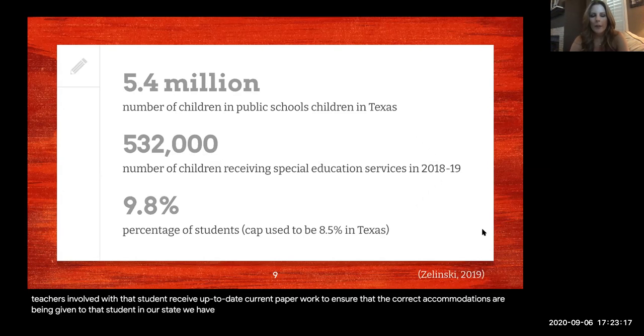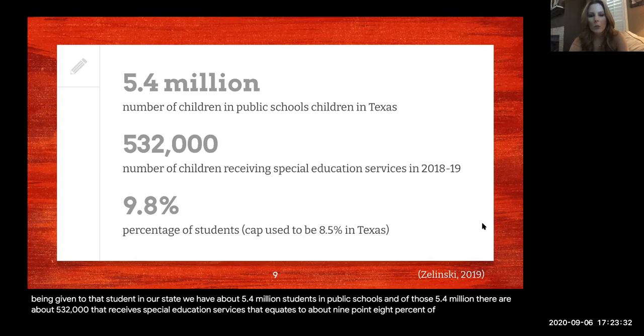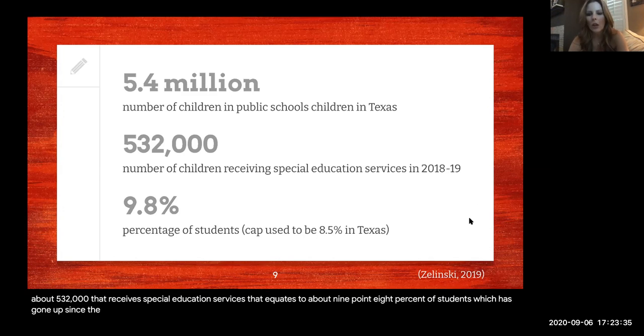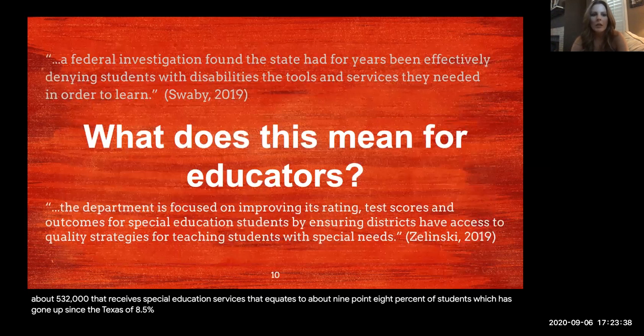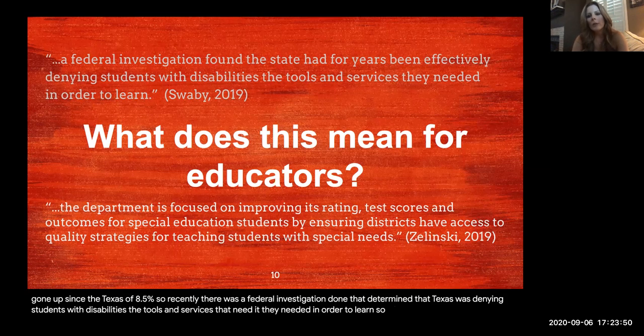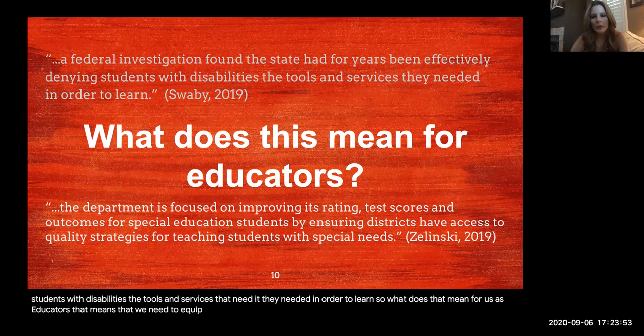In our state, we have about 5.4 million students in public schools, and of those 5.4 million, there are about 532,000 that receive special education services. That equates to about 9.8% of students, which has gone up since the cap of 8.5% was taken off in Texas. So recently there was a federal investigation that determined that Texas was denying students with disabilities the tools and services that they needed in order to learn. So what does that mean for us as educators? That means that we need to equip ourselves with the strategies and the supports that can provide a quality, appropriate education to these learners.